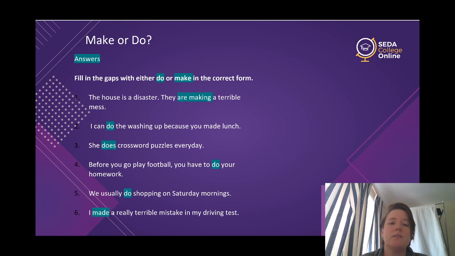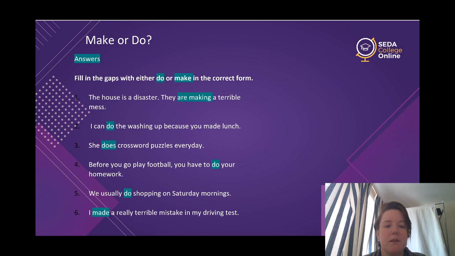Now let's look at the answers. The house is a disaster, they are making a terrible mess. It's a continuous action. They are making a terrible mess. Number 2, I can do the washing up because you made lunch. I can do. It's okay because it's in the present. Number 3, she does crossword puzzles every day. She does. Not she do, she does.